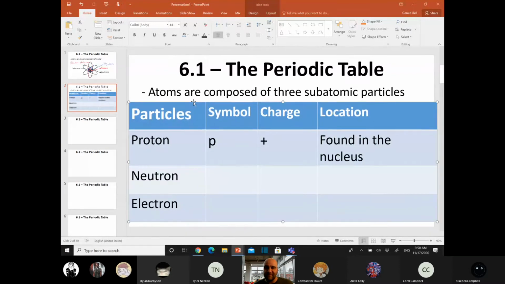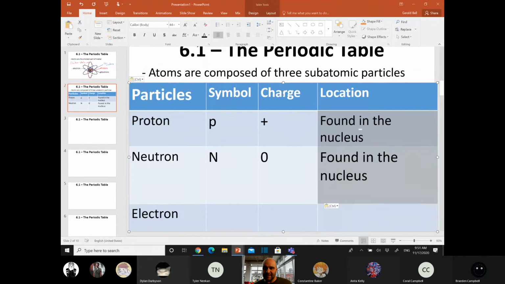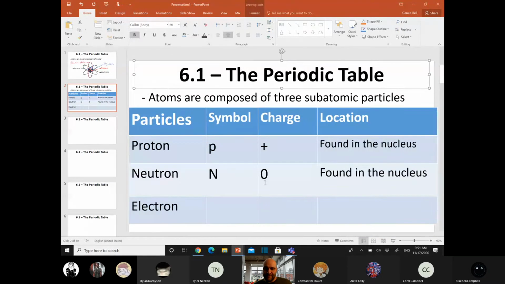Okay, good enough. Found in the nucleus. And yeah, neutrons. Instead of writing the word neutron, we're just going to put N for neutron. And these don't have any charge. So how about a charge of 0? Or no charge. They're neutral. They don't have a charge. And these are also found in the nucleus, according to our picture. Okay. So they are together there in the nucleus.